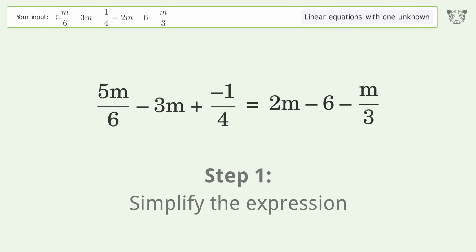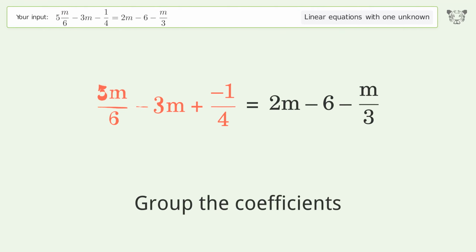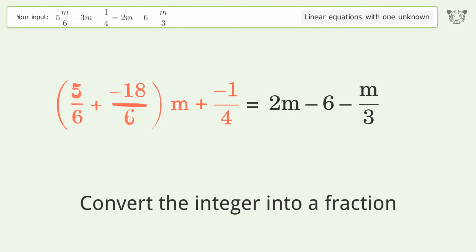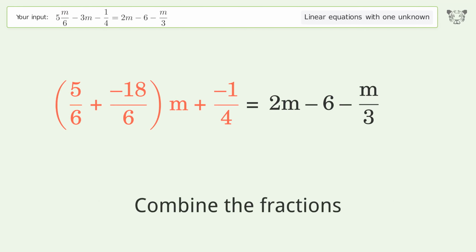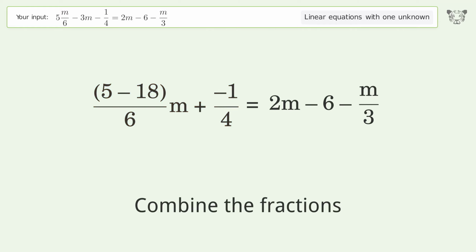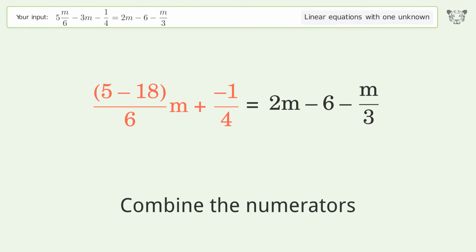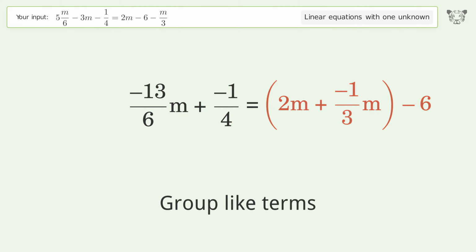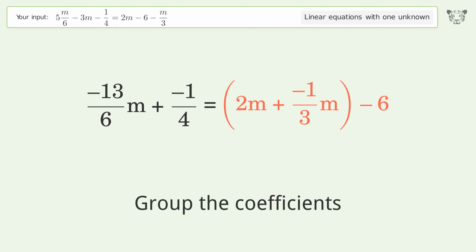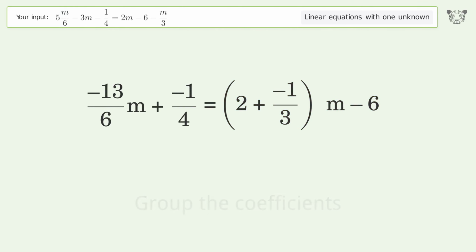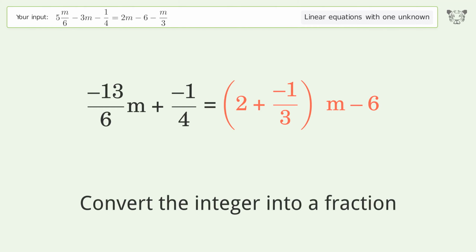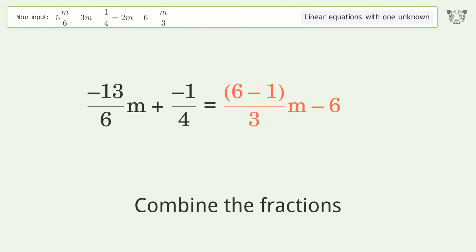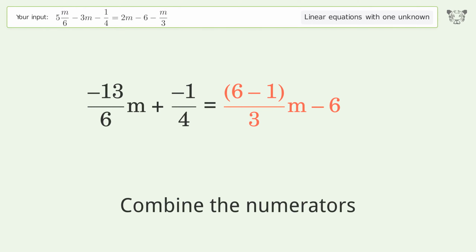Simplify the expression. Group the coefficients. Convert the integer into a fraction. Combine the fractions. Combine the numerators. Group like terms. Group the coefficients. Convert the integer into a fraction. Combine the fractions. Combine the numerators.